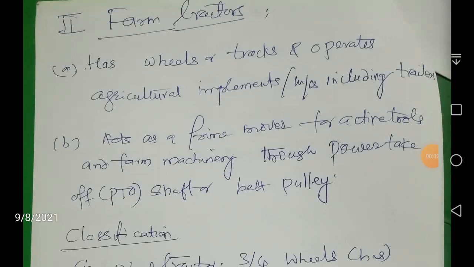Hi friends, in this video let us see about farm tractors, which are again a second type of special purpose vehicles. Today we will see about that along with some good pictures about them to give a very good idea about how the farm tractors are classified, how they look, where they are used, and what their capacity is, etc.